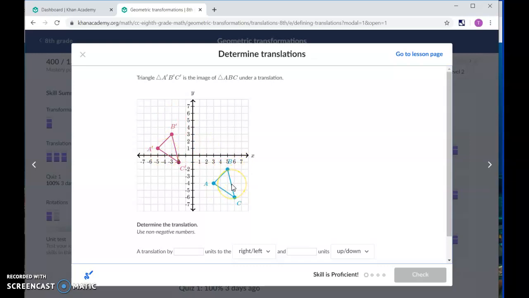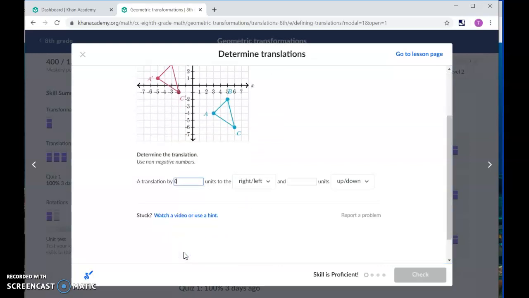Okay, so if I start here and I move over here, then how much am I moving either left or right, and how much am I moving either up and down? Okay, so if I start at C, how many squares am I moving to get over here? Okay, so I can count, so I can go 1, 2, 3, 4, 5, 6, 7, 8. So I moved 8 to the left.